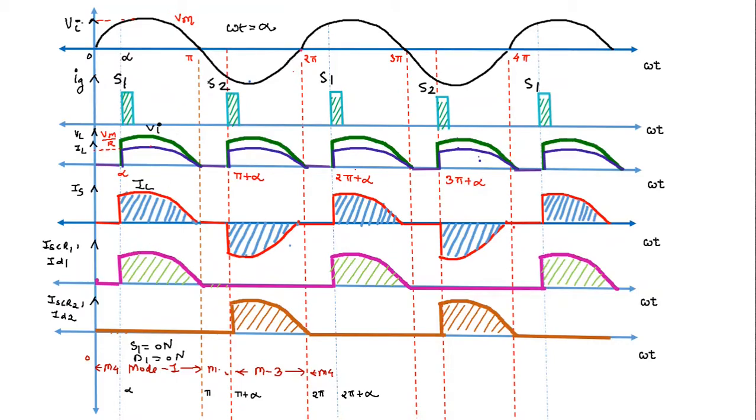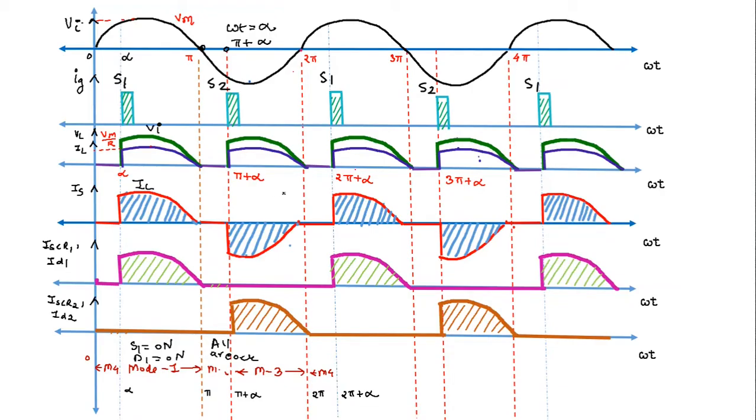Now the second mode of operation will start from omega t equals pi to omega t equals pi plus alpha. So in between these two instants we have mode number 2. In mode number 2, as we have studied, all the switches, that is S1, S2, D1, D2, act as open circuit. Since all are open circuit, the current flowing through the devices will be equal to 0. Source current will also be 0 because the source is disconnected from the load, and load current will also be 0 and load voltage will also be 0 in this mode of operation.